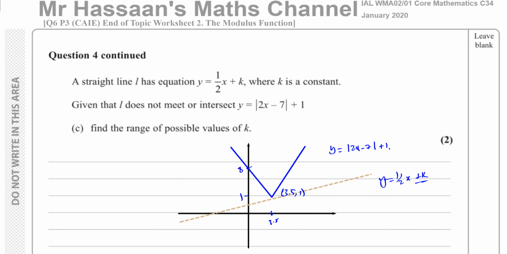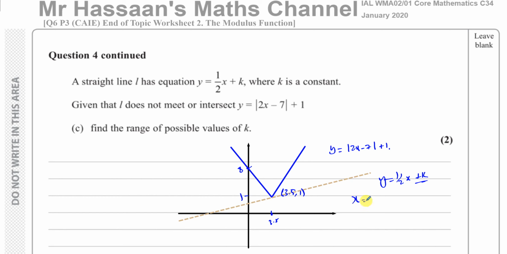So basically, we want to find what happens when we put x equals 3.5 in this graph. Will this go through the point (3.5, 1)? We want the value of k such that it will never touch this point. So let's find out when it actually does touch this point.